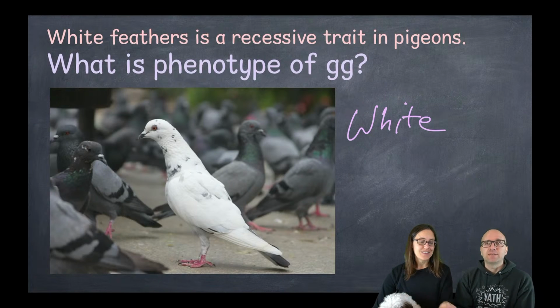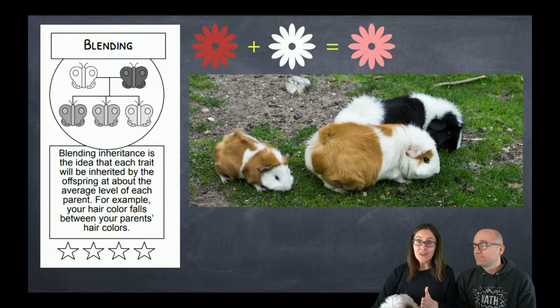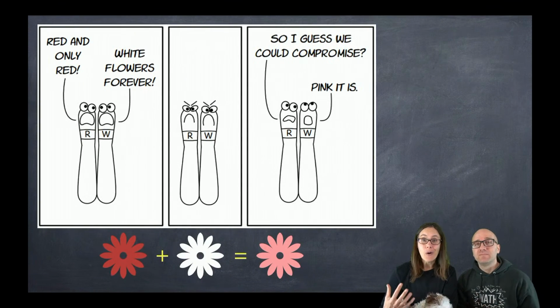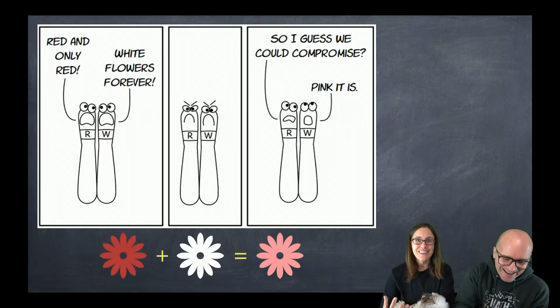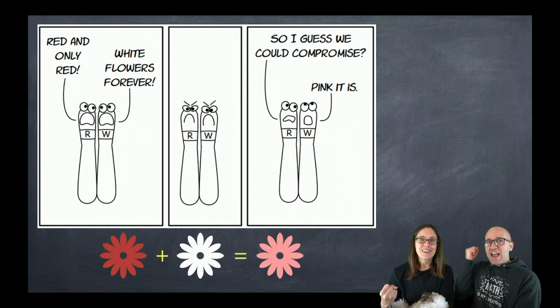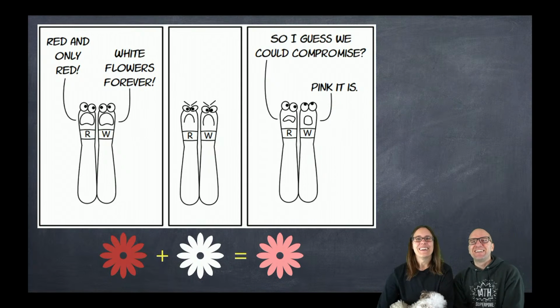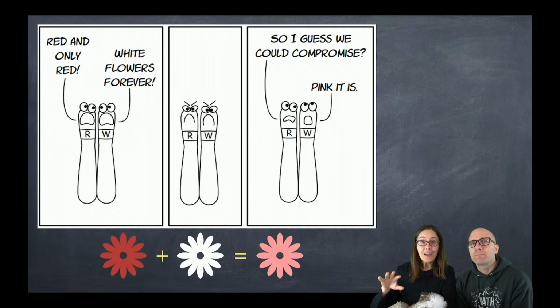Yes, good job, Caleb and Lisa and Amy. White is correct. Nice. Now, before we go to our poll questions, I do want to remind everyone, we talked about blending in the last lesson, and I said that sometimes we do see blending. Sometimes, if you have red plus white, you get pink. One of the traits is not dominant over the other, and you can almost think of this as 2 bossy alleles having an argument. The one says, red and only red, and the other one is just as bossy. White flowers forever! So I guess we could compromise? Pink it is.